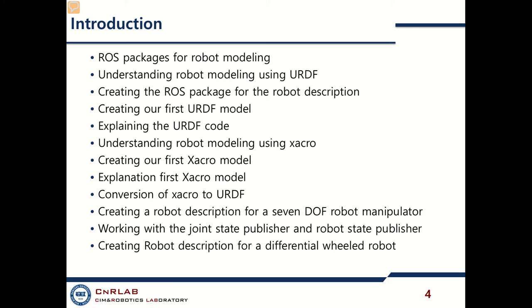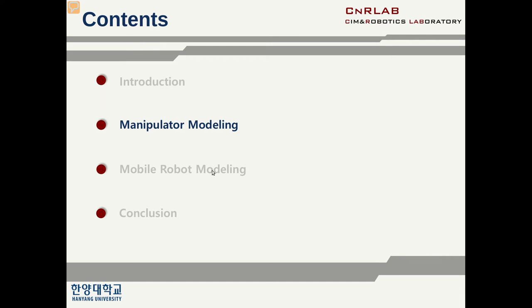Today we shall talk about ROS packages for robot modeling, understanding robot modeling using URDF, understanding and creating the ROS packages for the robot description, and creating our first URDF model. I shall explain the URDF code, and then understanding XACRO and creating our first XACRO model, explaining the first XACRO model, conversion of XACRO to URDF, and creating a robot description for a 7-degree of freedom robot manipulator, working with the joint state publisher and robot state publisher, and then creating a robot description for differential drive robots, which I shall not cover in today's session. So let's have a look at manipulator modeling.